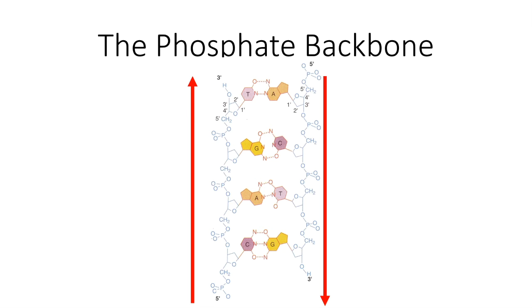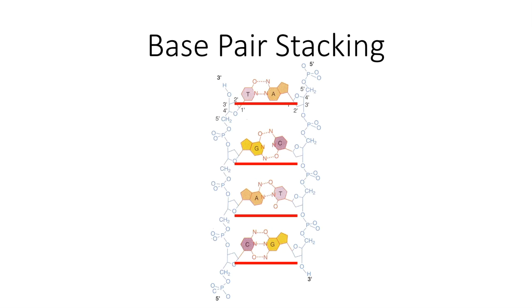The nitrogenous bases are then stacked flat, parallel to each other and perpendicular to the sugar-phosphate backbone. This base stacking maximizes the hydrophobic interactions in the DNA helix, excluding water and providing stability to the helix.